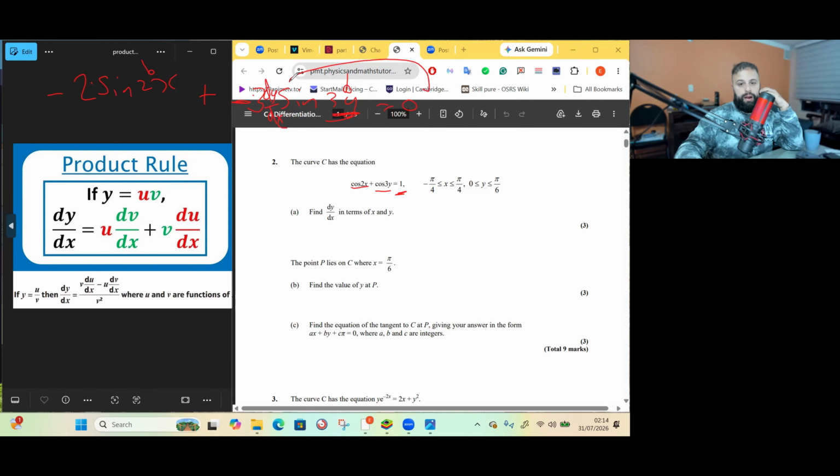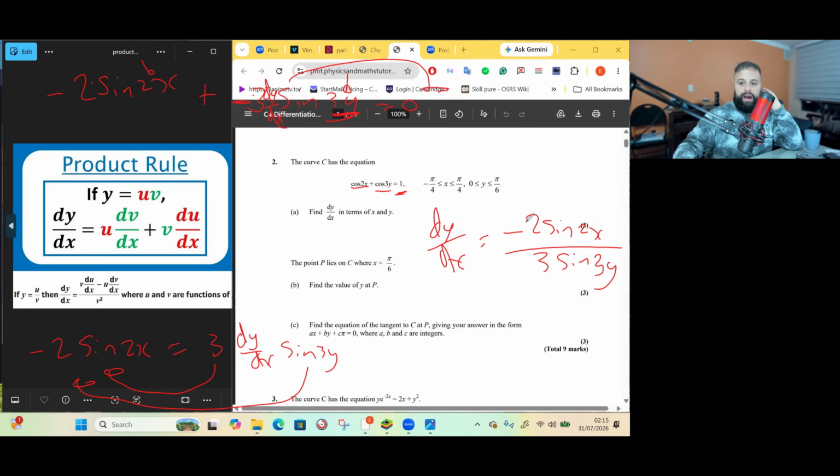So we'll move the dy by dx to the other side, so we get something that looks like this. And then we'll divide by 3 on that side and divide by sine 3y on that side. And that is the final answer that we get. Now they're saying that x is equal to pi over 6. So we substitute pi over 6 into this. Sorry, they say find the value of y. Okay, so we'll use this equation, the first equation over there, and we'll put pi over 6 into that equation.